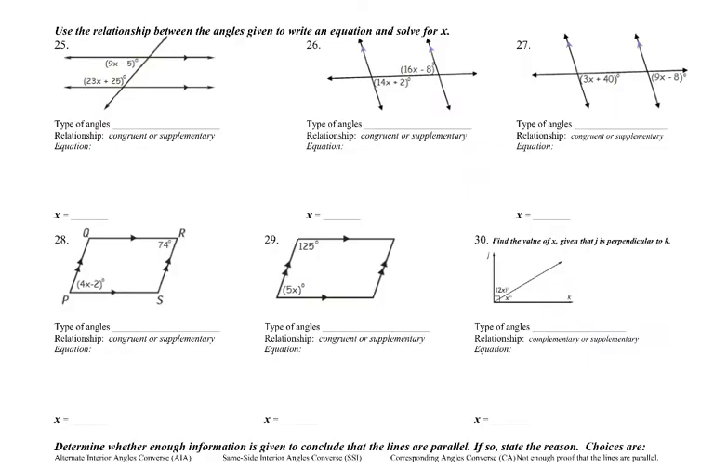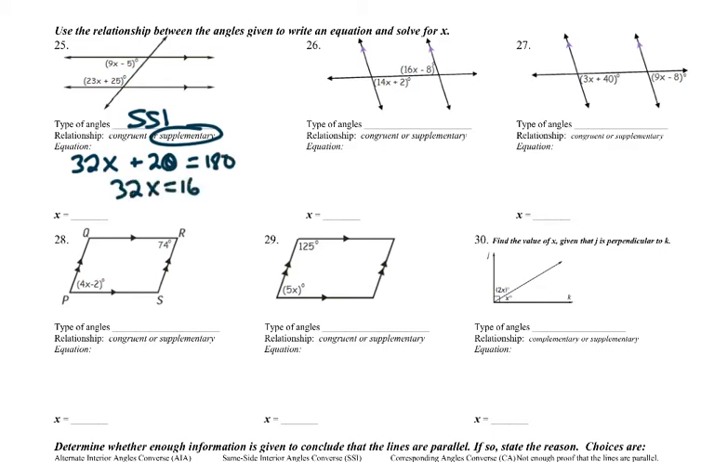On the back now, we're using our relationships. So we look at those angles and say, hey, those are same side interior. Those are supplementary. If I add up the x's, I get 32x, and 25 minus 5 is just 20, equals 180. 32x equals 160, and x is 5. Make sure if you say supplementary that you add them up to 180.